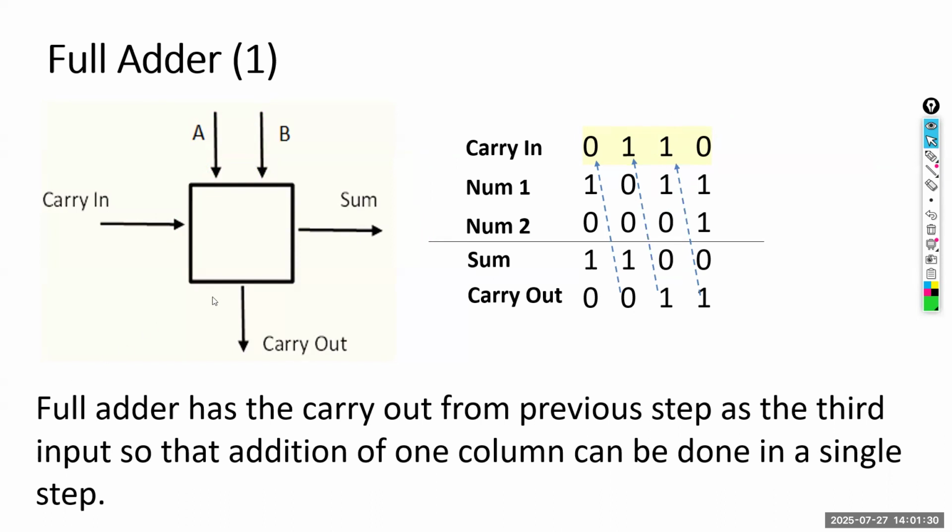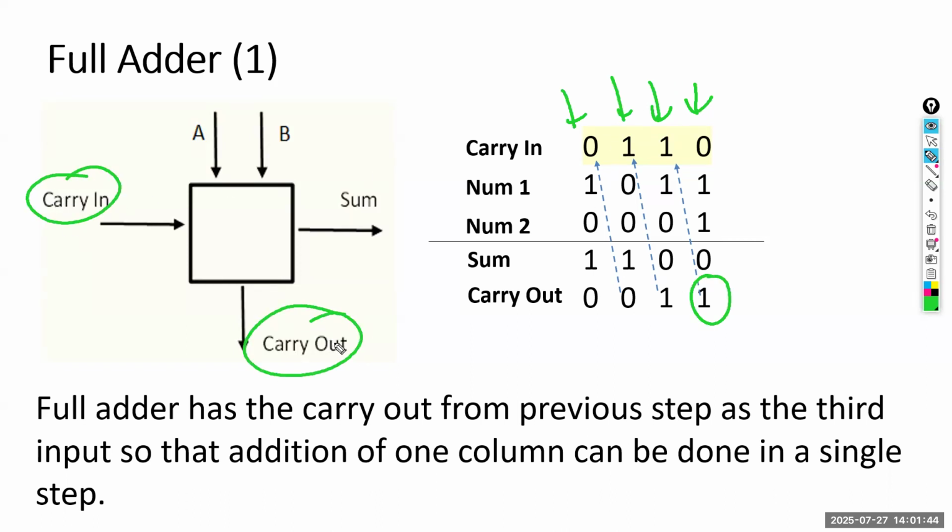Again, we need to execute this column-wise. First this column, then this column, this column, this column. And when we add this column, this is your carry out, which is your carry in for the next step. Carry out for the current step is the carry in for the next step. But each step has its own A and B values. Okay. That is called full adder.